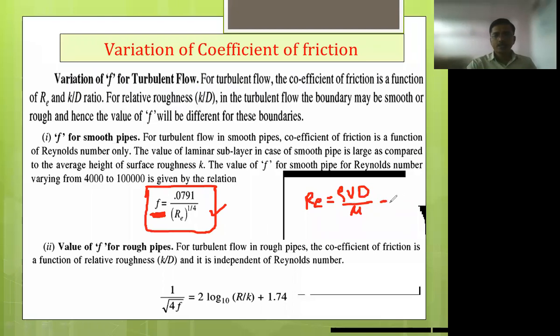त्यानंतर जी काय व्हॅल्यू आली रेनॉल्ड्स नंबरची वी हॅव टू चेक वेदर इट इज ग्रेटर दॅन 4000 और नॉट. जर ती 4000 पेक्षा ग्रेटर असेल तरच आपल्याला हा फॉर्म्युला त्या ठिकाणी वापरता येतो, कारण तरच तो फ्लो आपला काय टर्बुलंट फ्लो होईल. ठीक आहे. Then after finding this value of Reynolds number we have to put this value here and then you will get the value of f.